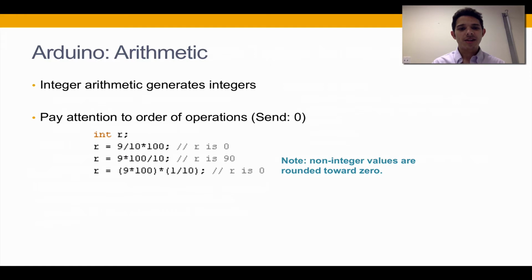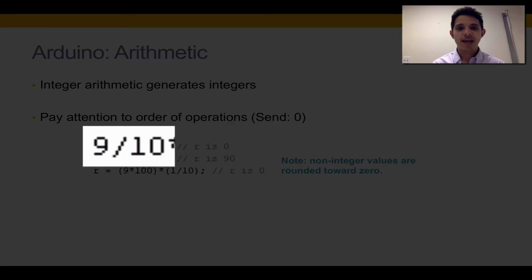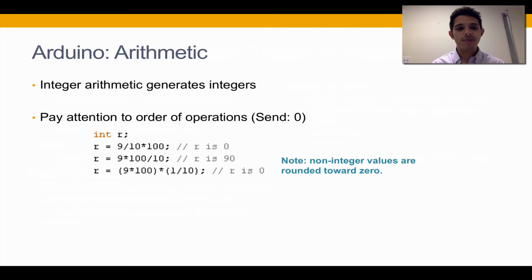Why? Think about order of operations. First, it'll do 9 divided by 10. Now, we understand that as having a value of 0.9. However, because integer arithmetic generates integers, it'll round to the nearest integer towards 0. So if it's positive numbers, it'll round down. If it's negative numbers, it'll round up. It rounds towards 0 to integers. So 9 divided by 10 will produce 0. 0 times 100 is 0. That's why r equals 0 in the first line.